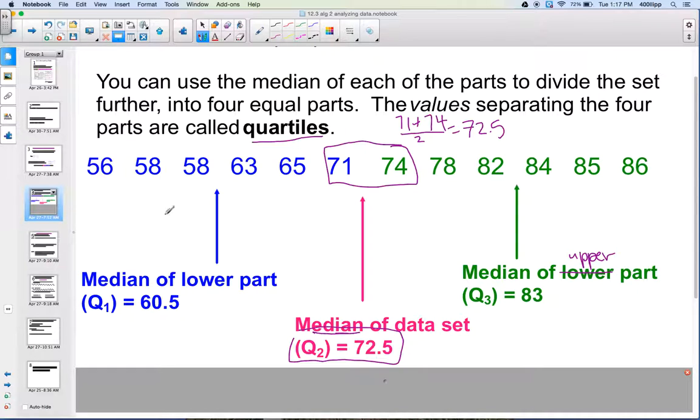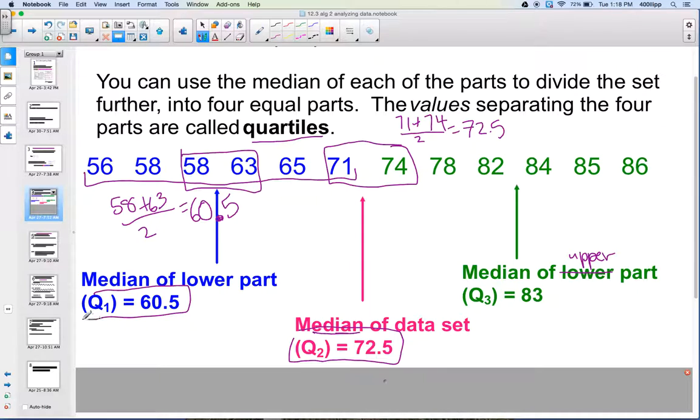Upper part. Okay, so now we're going to find the median of the lower part. So here's our lower part, all the blue numbers. We're going to find the median of that. So again, we have 2, 4, 6 numbers. So in order to find the median, we're going to have to find the average of 58 plus 63. We'll divide that by 2, and we will come out with 60.5. It's a very big decimal there, 0.5, so you can see it. Okay, and that is the median of the lower part, which means that is going to be our quartile 1.